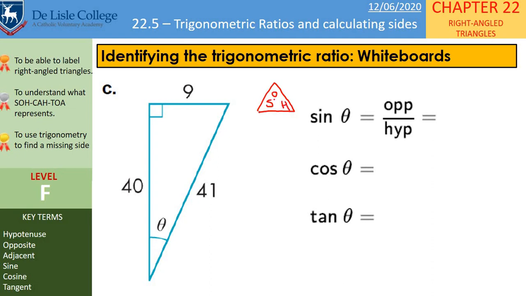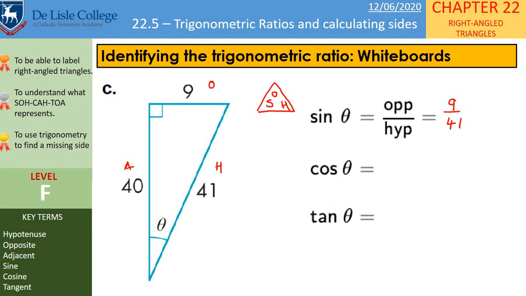Okay, so we're looking at sine, it's opposite over hypotenuse. What would that be? Well, let's label. We've got the opposite side here, we've got the hypotenuse side here, and the adjacent there. So SO includes the opposite and the hypotenuse, so it will be 9 over 41.